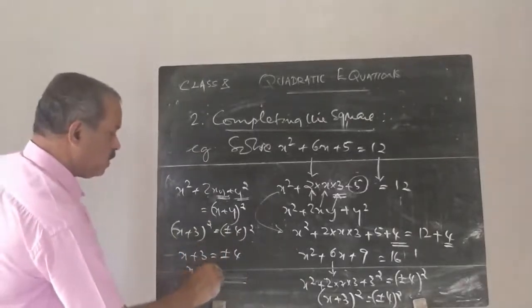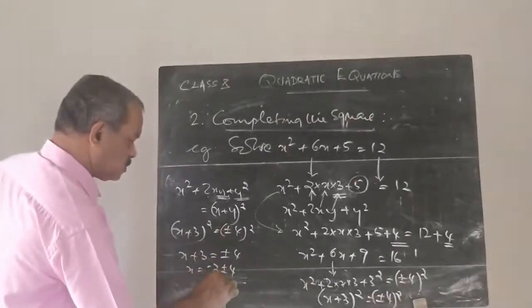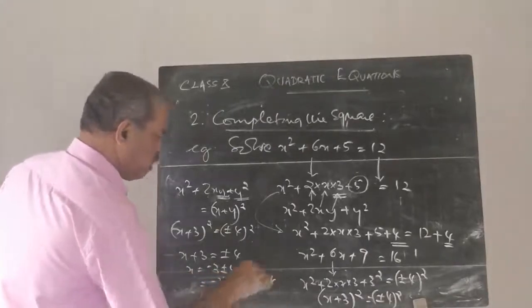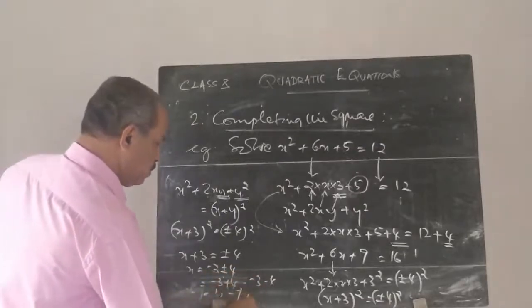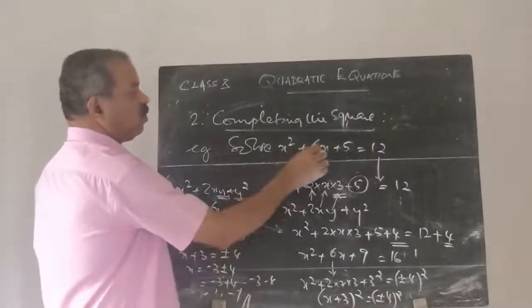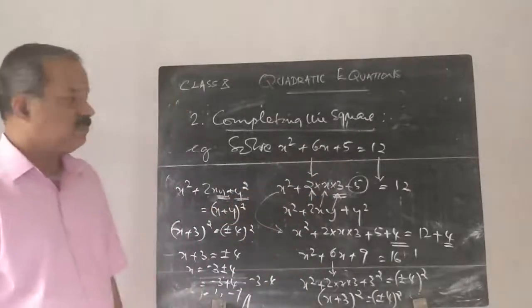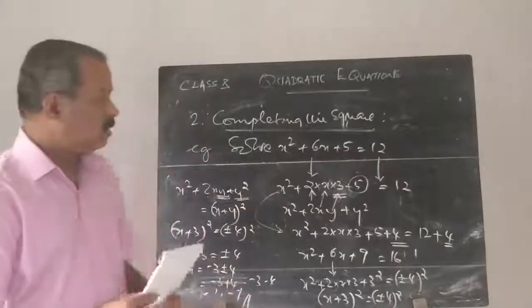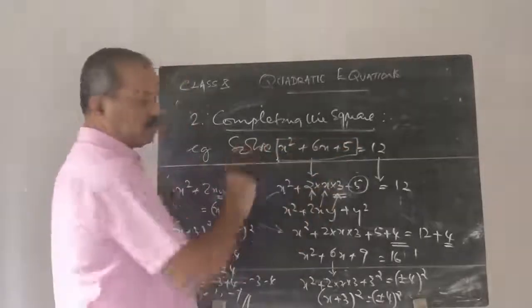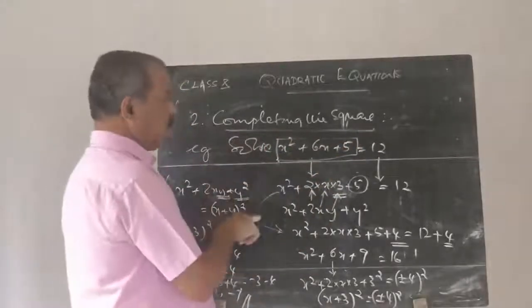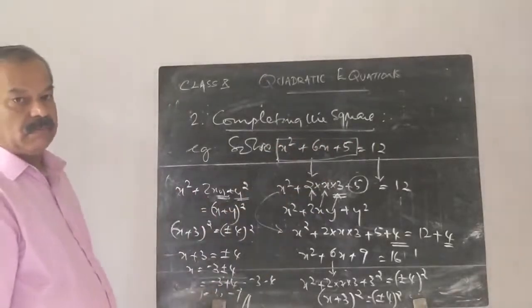x equal to minus 3 plus or minus 4, which is minus 3 plus 4 and minus 3 minus 4, equal to 1 and minus 7. 1 and minus 7 are the solutions of this quadratic equation x square plus 6x plus 5 equal to 12. Here we are finding the solution by completing the square. This part is not a perfect square, so let us see how we can convert this into a perfect square.